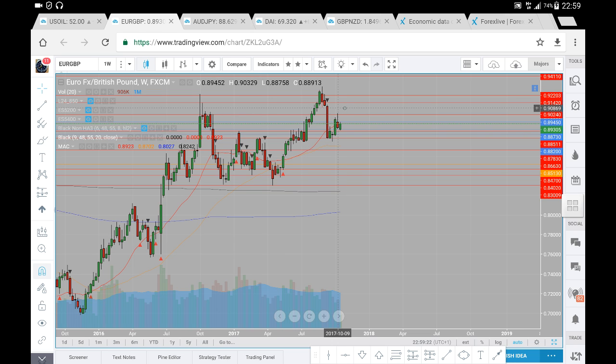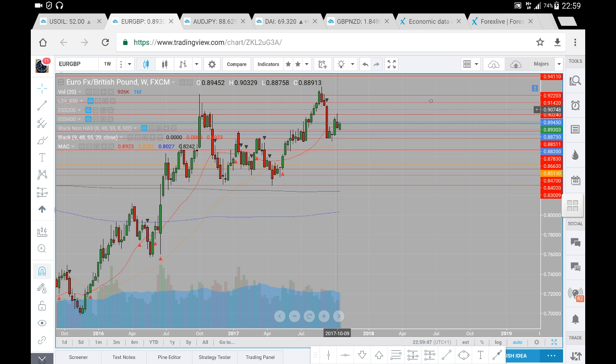Now, we did put in a bit of a bearish pin bar, which was the week which commenced the 9th of October last week. So far this week, though, we are in bullish territory. So it does appear that, especially this week, the price action is negating the bearishness from last week.